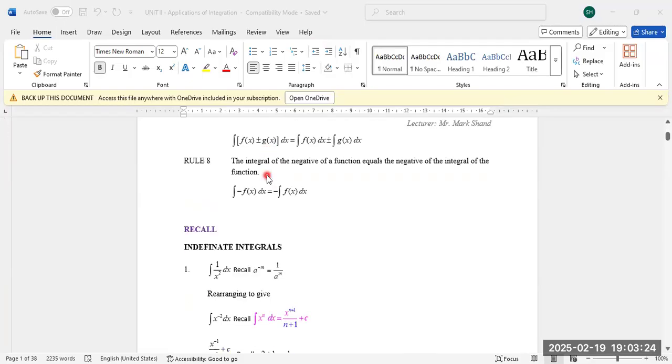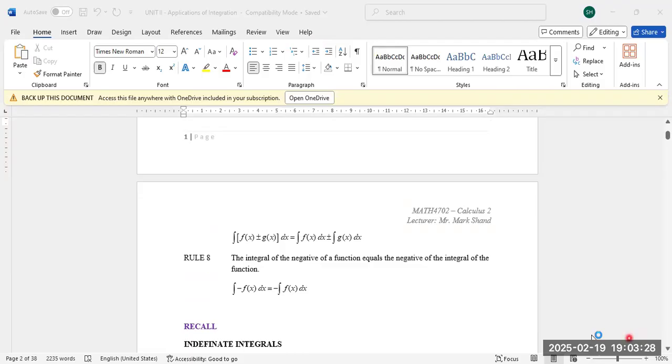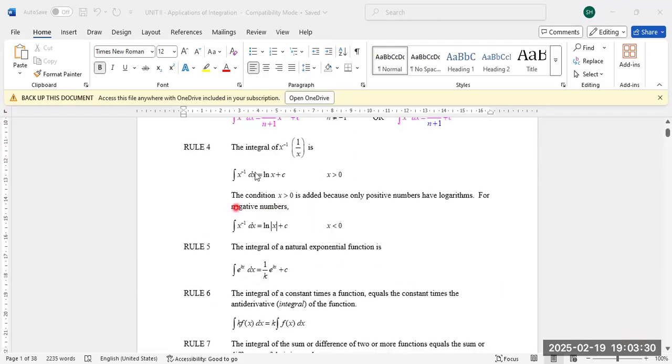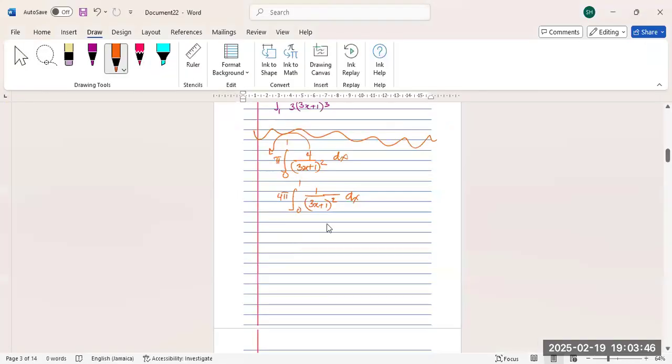If it is negative 1, x to the negative 1, which is the same thing as 1 over x, then we're going to talk about the ln function. But if it is not negative 1, we'll have to integrate otherwise. So let me just show you what we can do. I have a class thereafter.